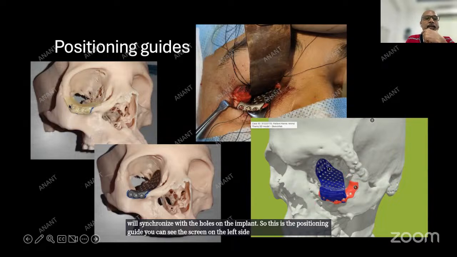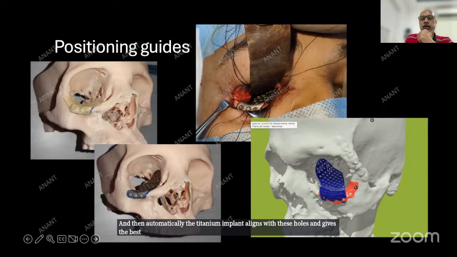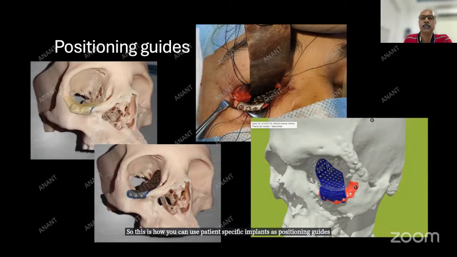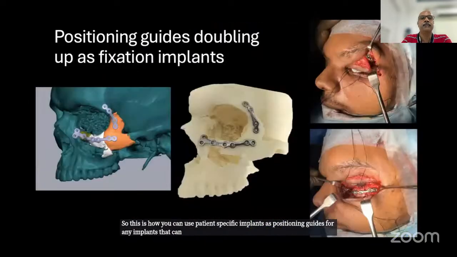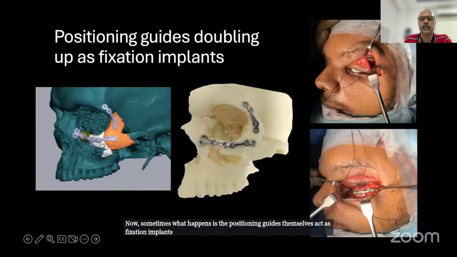So this is an acrylic or a polymeric positioning guide, and we place the holes first, and then automatically the titanium implant aligns with these holes and gives the best fit inside the orbit. So this is how you can use patient-specific implants as positioning guides for any implants that can be placed in the body.